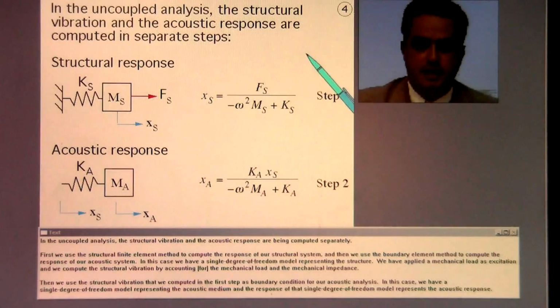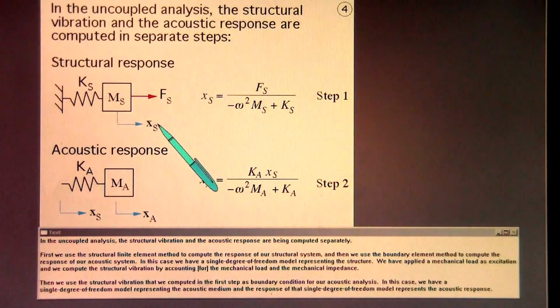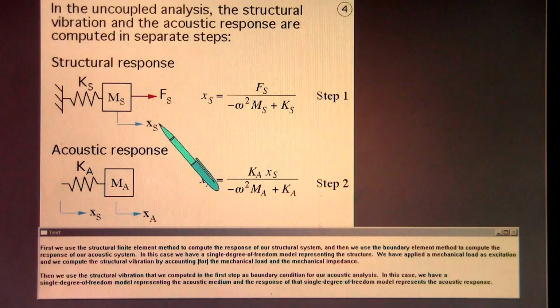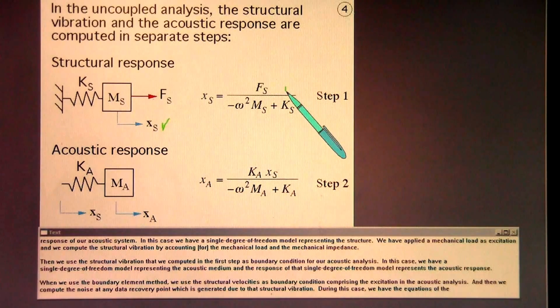In the uncoupled analysis, the structural vibration and the acoustic response are being computed separately. First, we use the structural finite element method to compute the response of our structural system, and then we use the boundary element method to compute the response of our acoustic system. In this case, we have a single degree of freedom model representing the structure. We have applied a mechanical load as excitation, and we compute the structural vibration by accounting the mechanical load and the mechanical impedance.